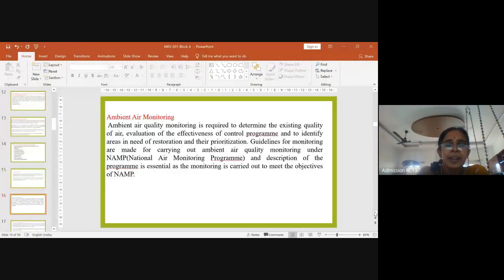Ambient air monitoring. The quality of the air is monitored. It is required to determine the existing quality of air, evaluate the effectiveness of control programs, and identify the areas in need of restoration. Guidelines for monitoring are made for carrying out ambient air quality monitoring at the National Air Monitoring Program, and a description of the program is essential, and it is carried out to meet the objectives of NAMP.